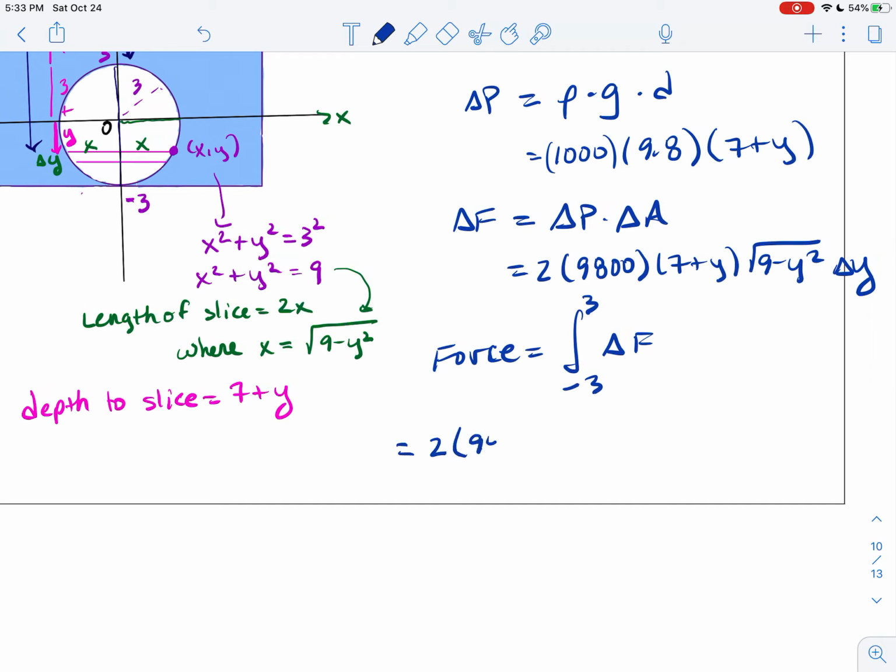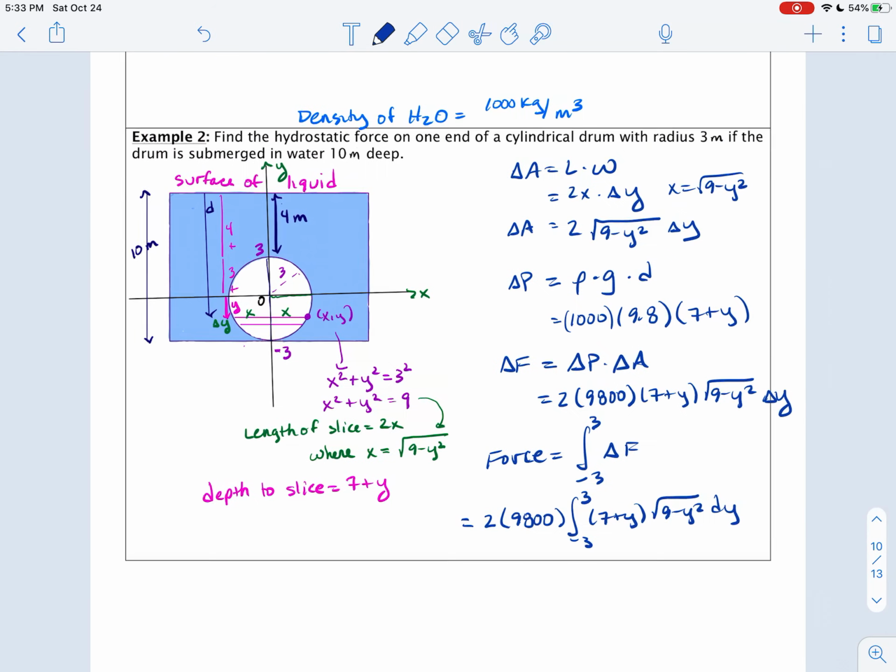So we can put our 2 times 9,800 in the front, and we can go from -3 to 3 of 7 plus y times the square root of 9 minus y squared, delta y. I would distribute the square root of 9 minus y squared, and then I would split up the two terms into two separate integrals. One of them is relatively easy to calculate with the u substitution. That would be the second integral, and for the first one I'd use a table entry. All right, so hopefully that was helpful.